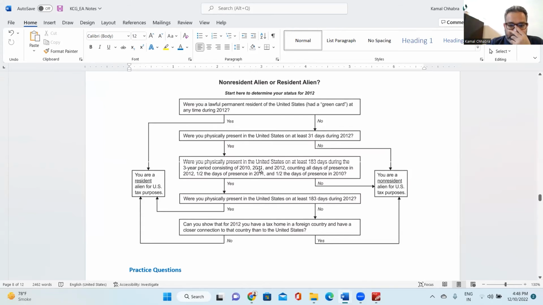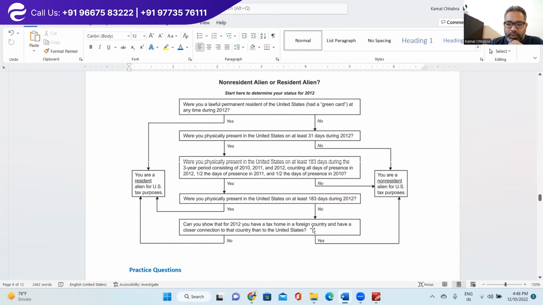And if the answer is yes, you were physically present in the US for more than 183 days, then you'll be considered as a resident. If the answer is no, can you show that for 2012 you had a tax home in the foreign country and a closer connection to that country than to the United States of America? If the answer is yes, non-resident alien, and if the answer is no, then you are a resident alien. This is old guidance. I'll update this one before I send these notes to you.